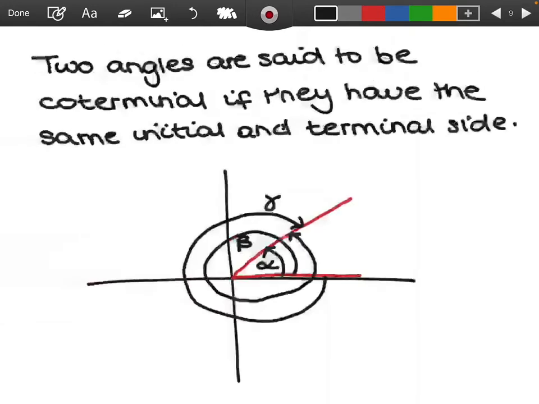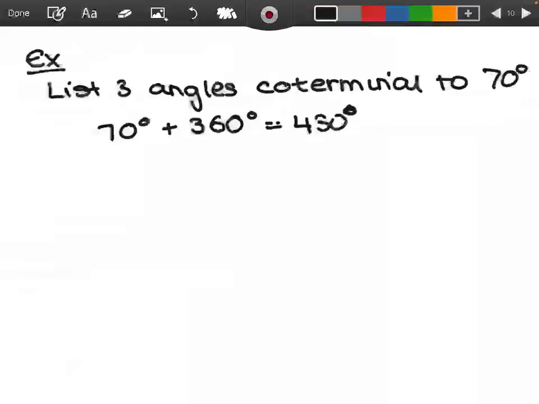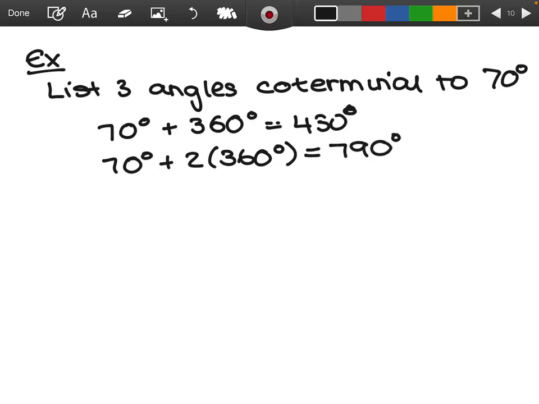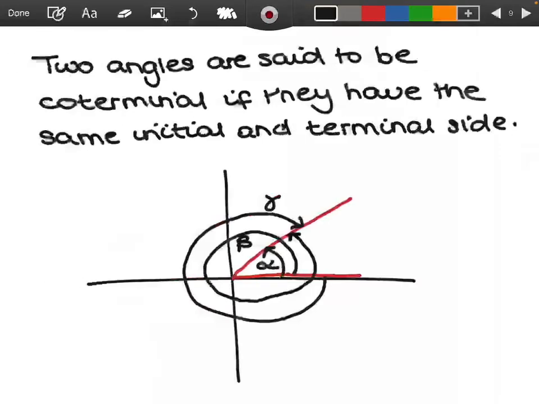I could get another one by going another 360 degrees around. So I can then do 70 plus 2 times 360 degrees. That would give me 790 degrees. So that's another angle that's coterminal. And you could keep adding multiples of 360 to it.